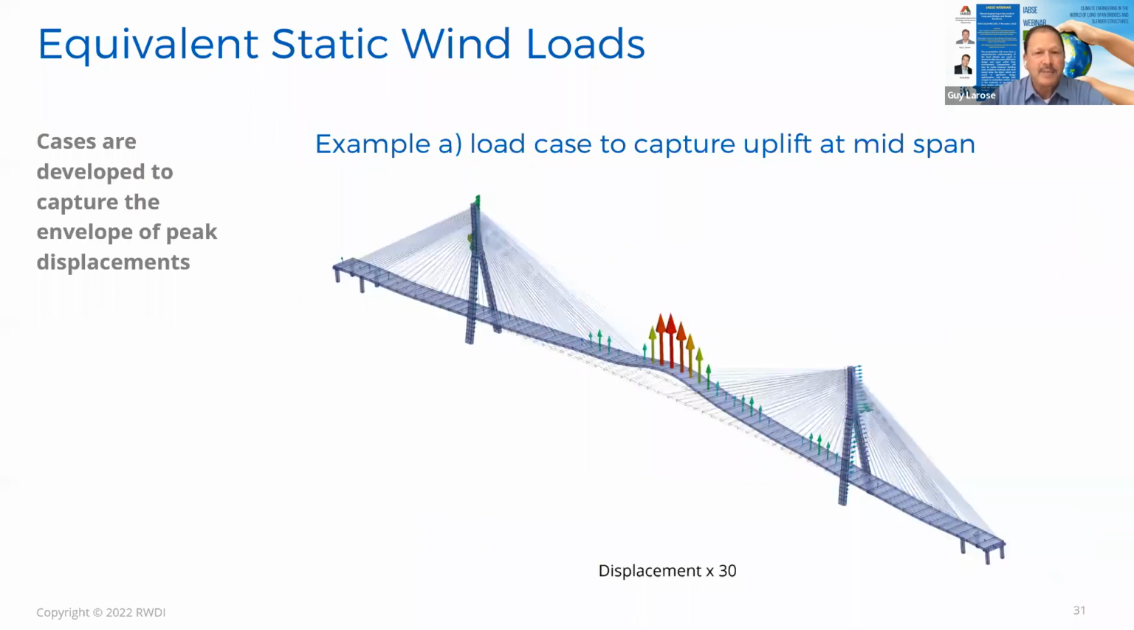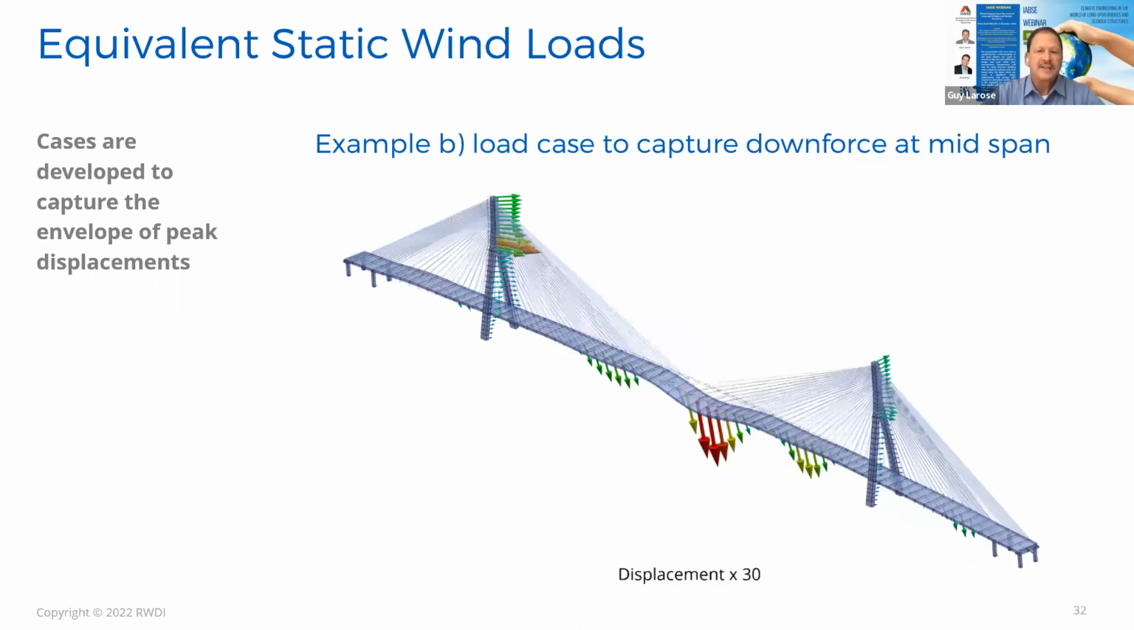Yeah, so that's an example. For example, this is a deformation, the uplift at mid-span. So what kind of loading do I need to apply to my structure to obtain this deformed shape? And I think we have another one. This is the downforce at mid-span as well. So what kind of loading do I need to apply on the deck and on the pylon to get the maximum deflection that we have seen?